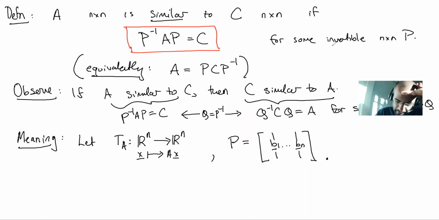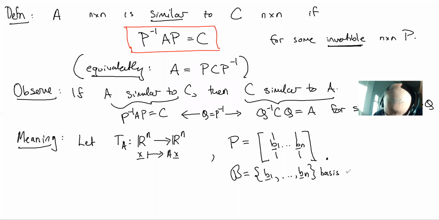And I know P is invertible, right? So what can I say about the columns B1 through Bn as vectors? They're linearly independent. What else can you say? We can say that they span Rn. Yeah, they're linearly independent and they span Rn. So that means that they're a basis, right? That's the invertible matrix theorem.